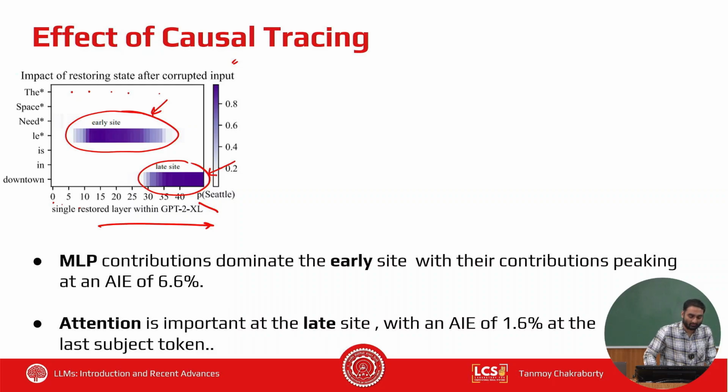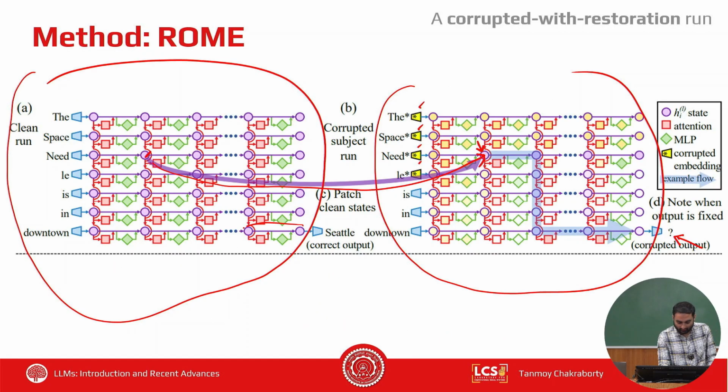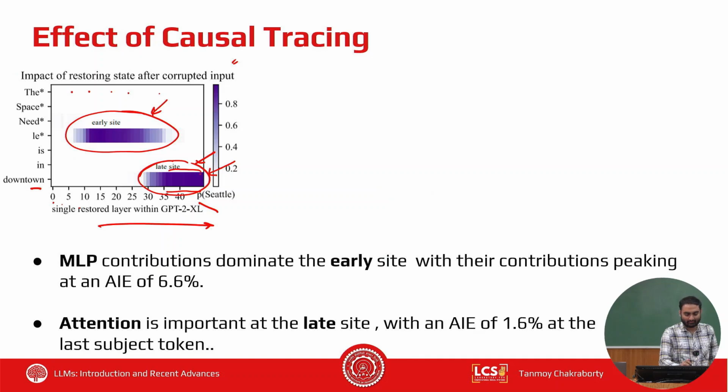What is late site? So this is late site because this region corresponds to the last few layers. Look at this one. This region corresponds to last few layers, right? And the last token, right? So this late site corresponds to this part, isn't it? Now this is obvious that this part is important because this part is going to return the actual output. So the observation corresponding to late site is not surprising. This is obvious. But what is interesting is early site.